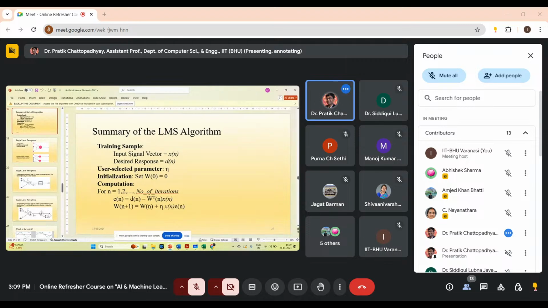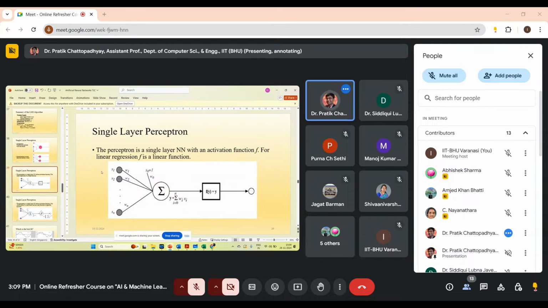So we feed patterns one by one to the single layer perceptron, and based on the desired response, we compute an error En. That error En is used to update the weights. So the diagram of a single layer perceptron is this.